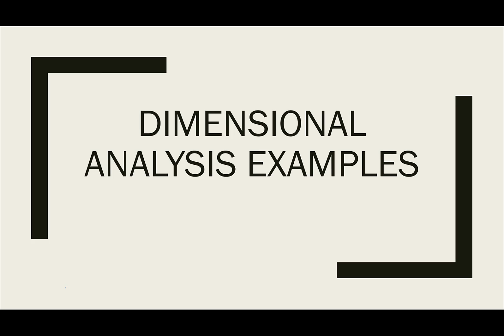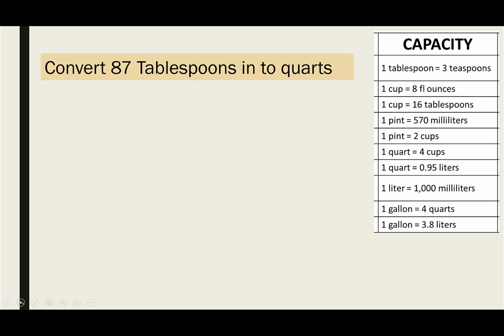Hi class, in this video I'm going to show you 4 examples of converting using the specific method of dimensional analysis. Alright, first example is converting 87 tablespoons into quarts. Alright, let's take a look at this first example. We're going to be converting 87 tablespoons into quarts.